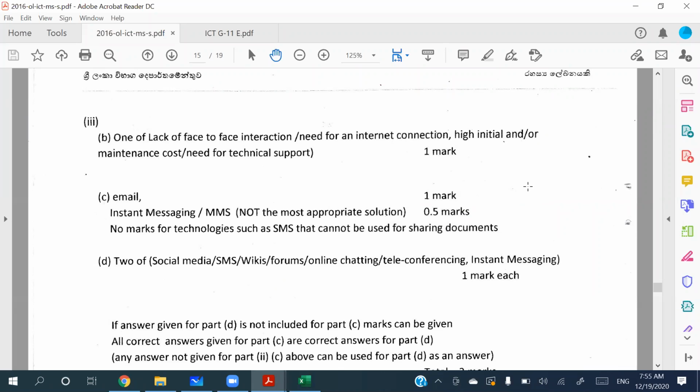And for the instant messaging, MMS, they said it's not the most appropriate solution. Yes, when it comes to the letters and all these things, we are not using instant messages like Viber and WhatsApp kind of things, or MMSs to send those things. The most appropriate one will be the email, right? And if you gave any answers like SMS, you are not going to have the marks for that. So 1 mark is given for the particular proposed communication method.